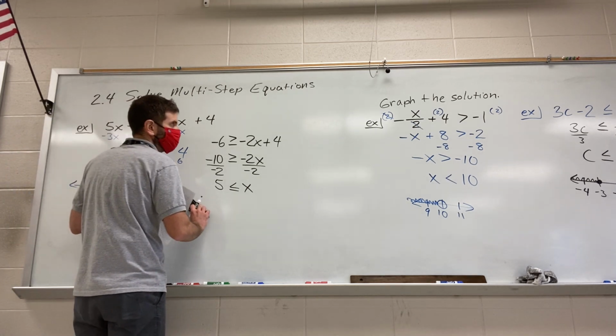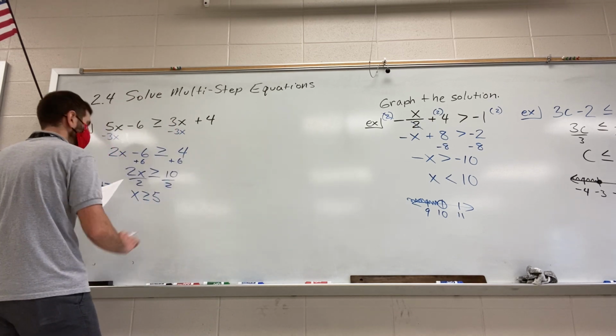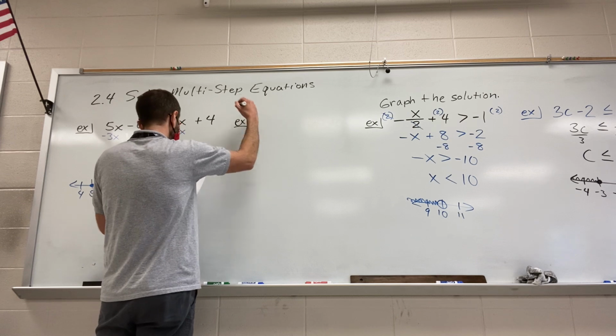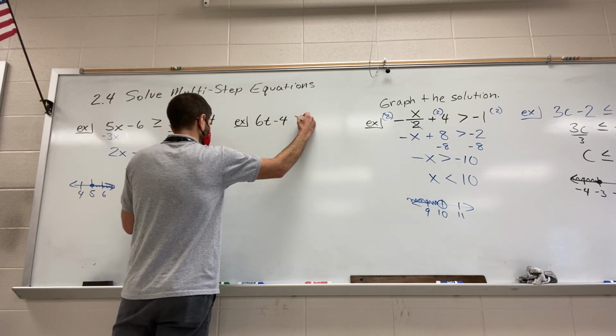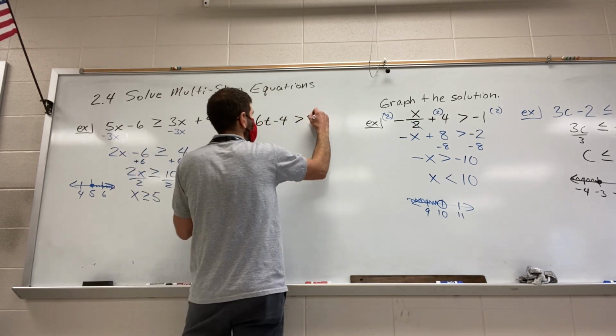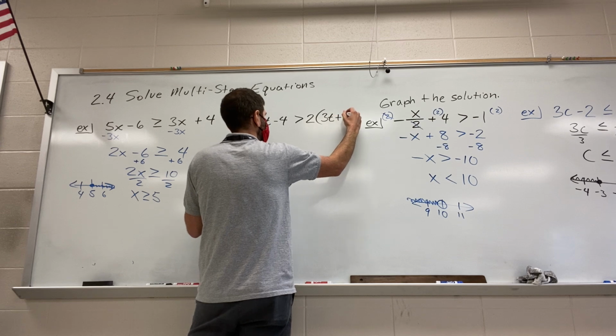All right, let's continue if you don't mind. Try this one out. It is 6t minus 4 is greater than 2 times the quantity 3t plus 5.